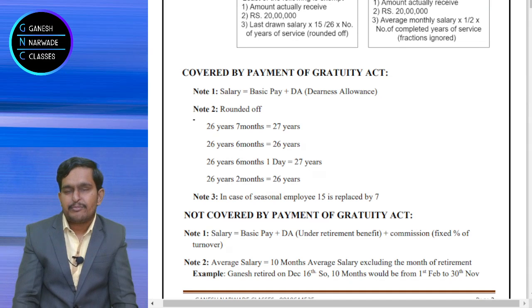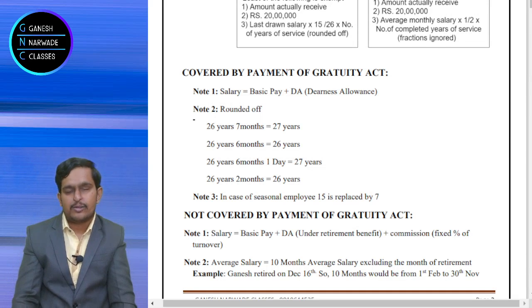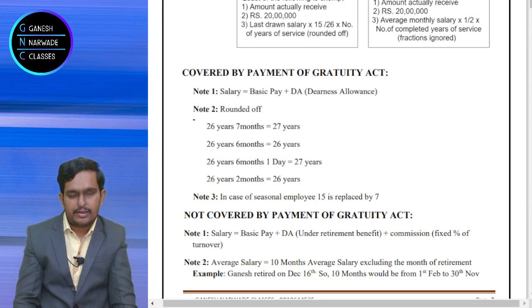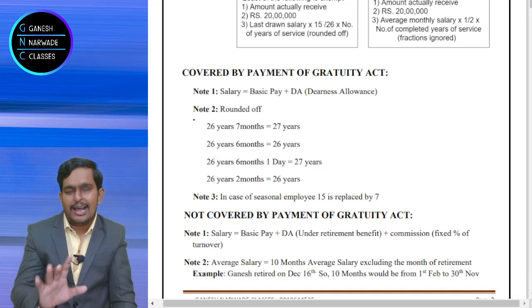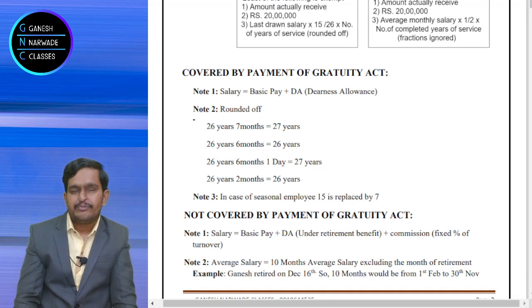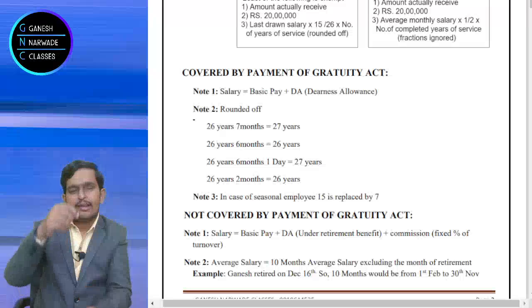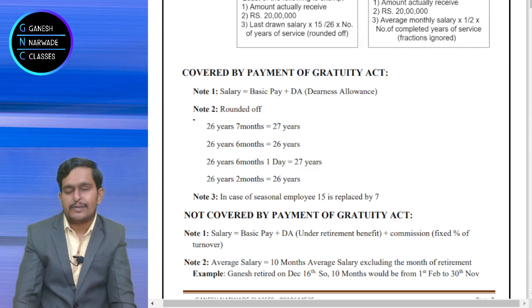Salary means basic pay, DA retirement and commission as a percentage of turnover. Now basic pay means what? You know. DA retirement means what? DA is Mehengai Bhatta, which the employers pay for inflation. And DA also has 2 components. One, forming part of retirement benefit. That means this DA will be used for computing your retirement benefits like gratuity, pension, right?